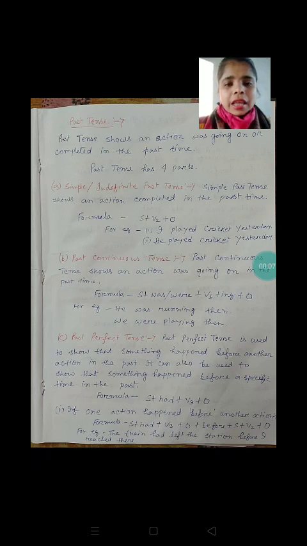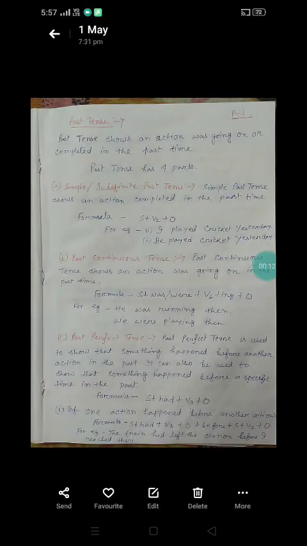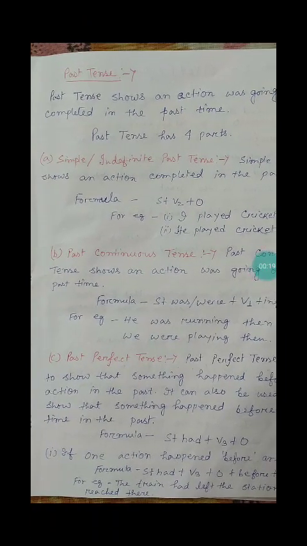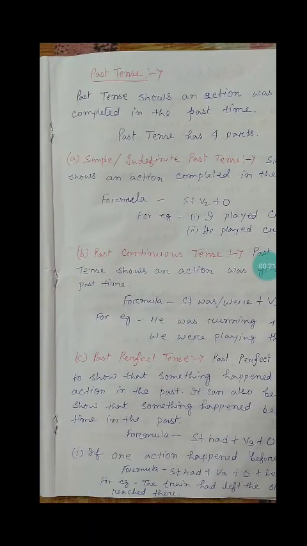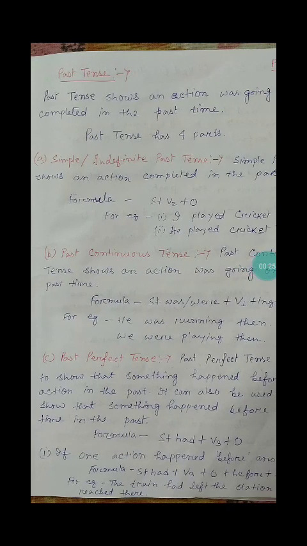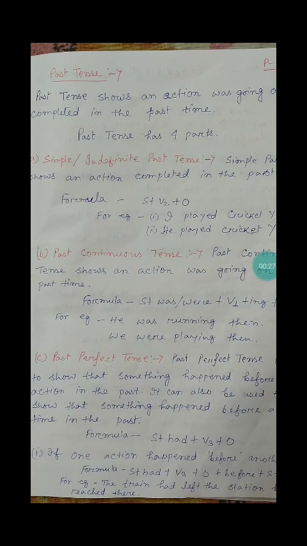So students, today I am going to discuss with you about past tense and future tense. So students, past tense. Past tense shows an action was going on or completed in the past time. That means an action was going on or completed in the past time. To indicate that type of verbs we use past tense.